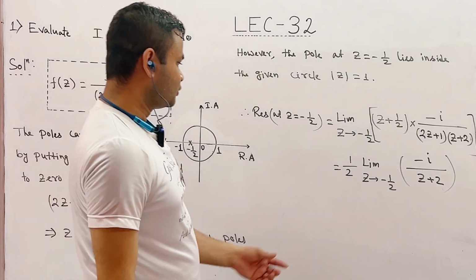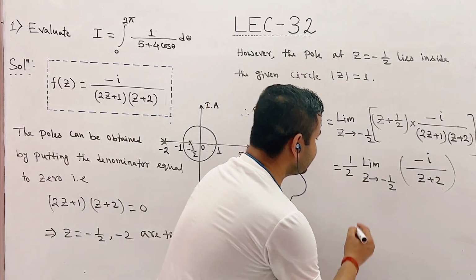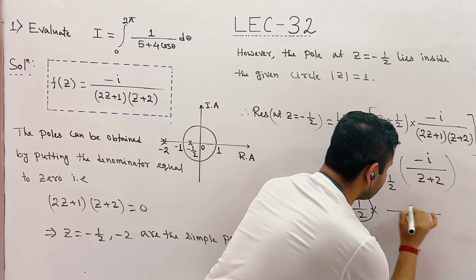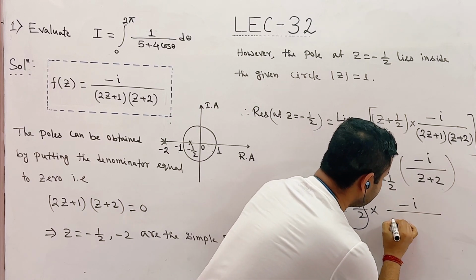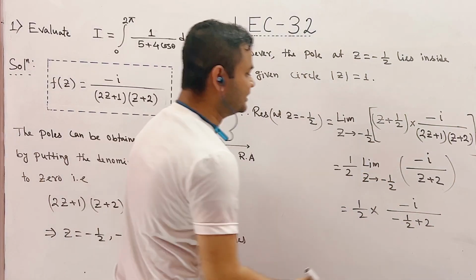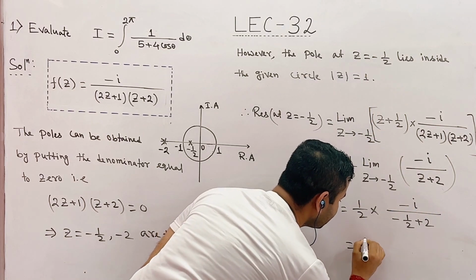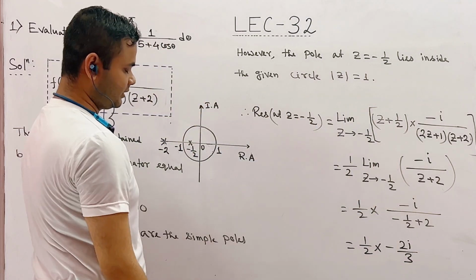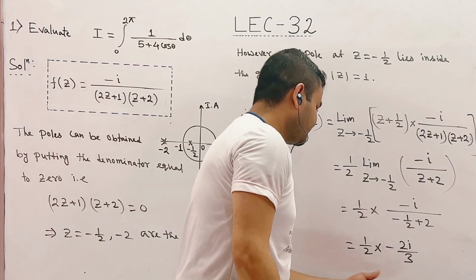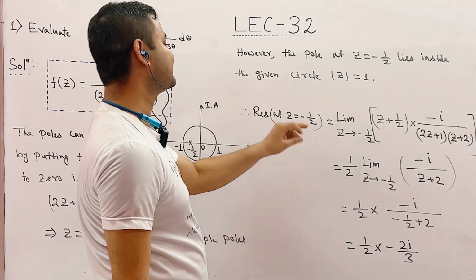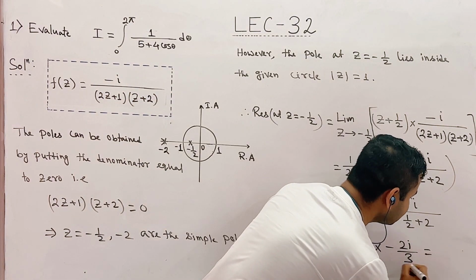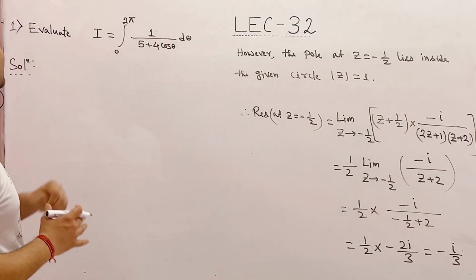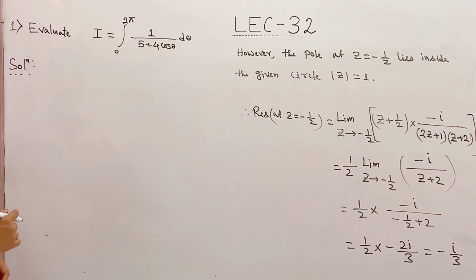Next, let us put the limit. So, after putting the limit, we will get 1/2 into minus i divided by (minus half plus 2). After simplifying this term, we will get 1/2 into minus 2i divided by 3. So, finally, after simplifying this term, we will get residue at z equal to minus half as minus i by 3. Finally, let us apply Cauchy's residue theorem to evaluate the integral.